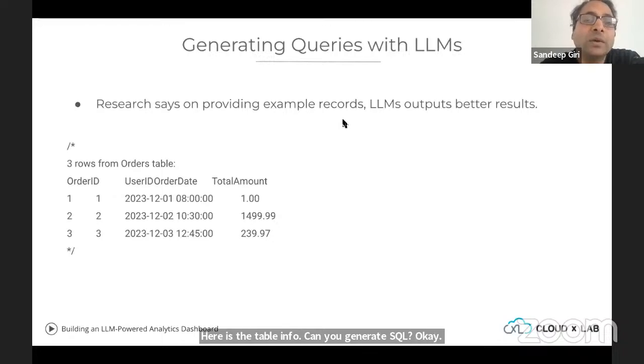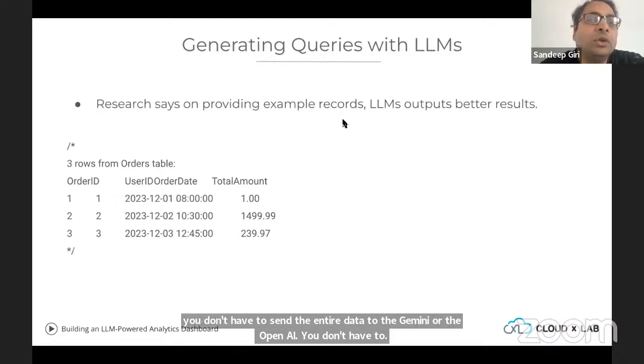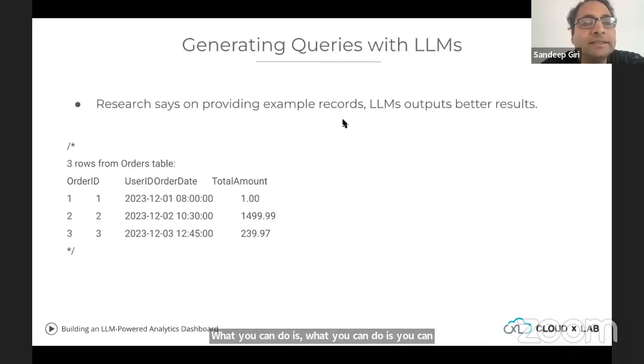Question from Sriram is, how can I ensure that LLM, OpenAI or Gemini APIs are not getting trained on my data from my DB? So you don't have to send the entire data to the Gemini or the OpenAI. You don't have to. You are only sending the schema of your table and names, right?